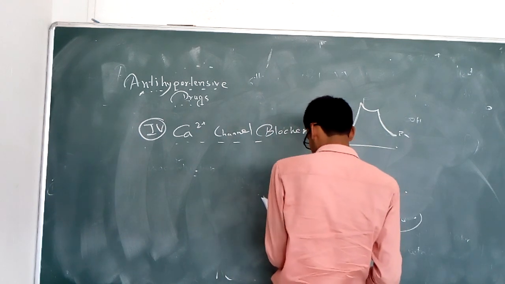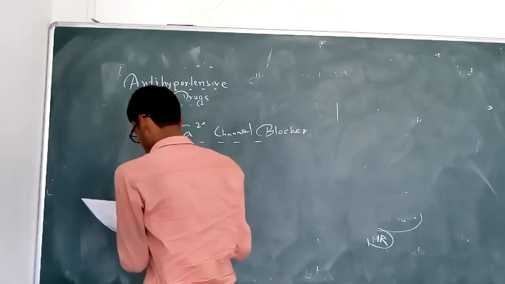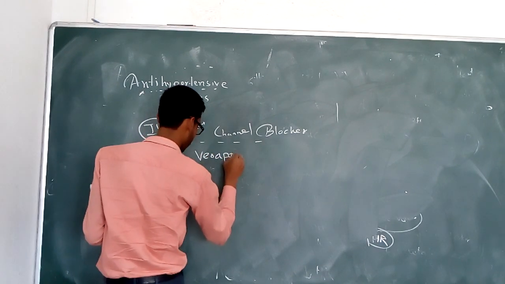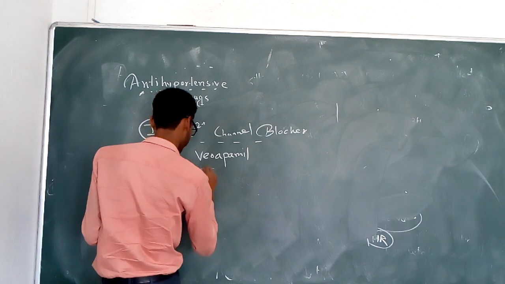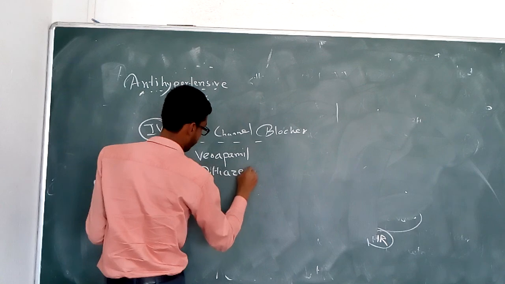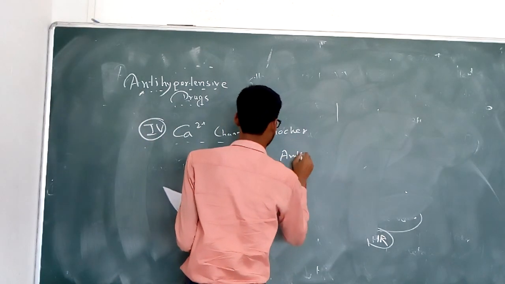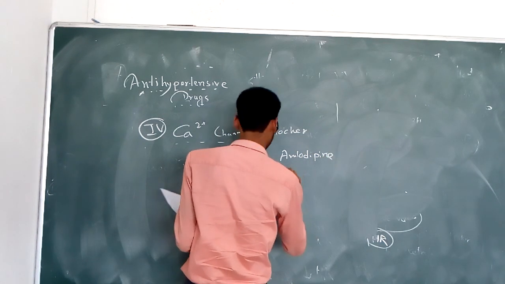Examples of calcium channel blockers are verapamil, diltiazem, amlodipine, and nifedipine.